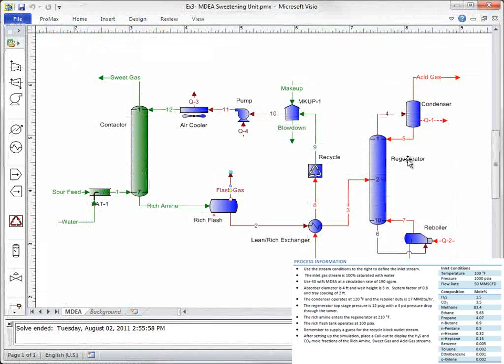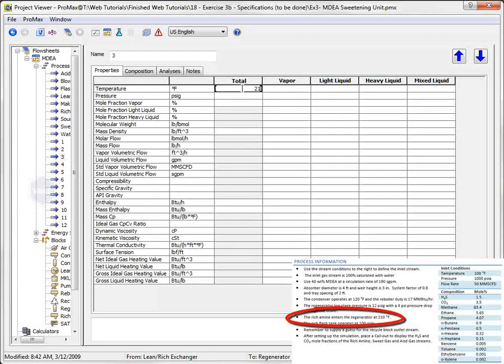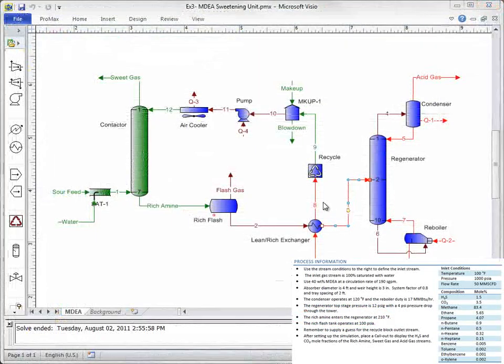We're told that the rich amine enters the regenerator at 210 degrees Fahrenheit. This should be set here in stream 3. However, the heat exchanger that controls this temperature also has a pressure drop associated with it.